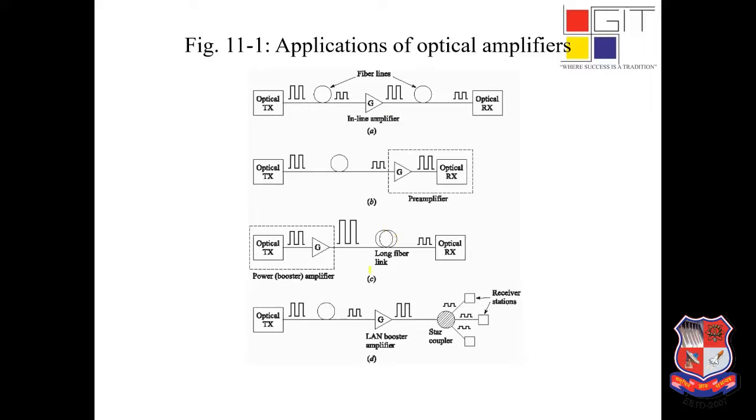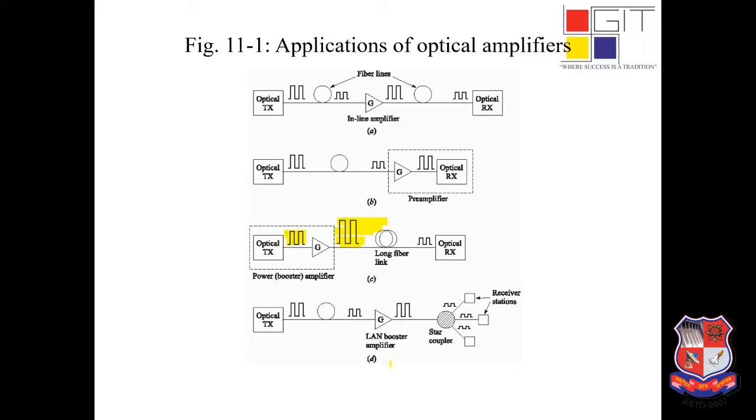Right over here you can see we have named it a long fiber link, because we have amplified the signal at the transmission point itself to be quite high, as you can see from the height of the pulses over here as compared to the height of the pulses over here.